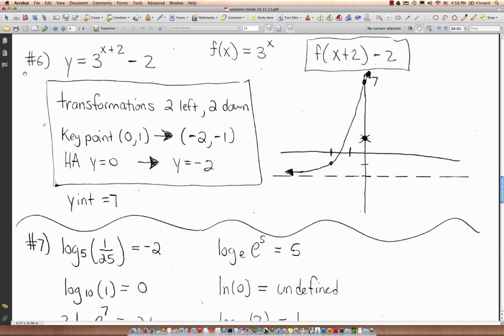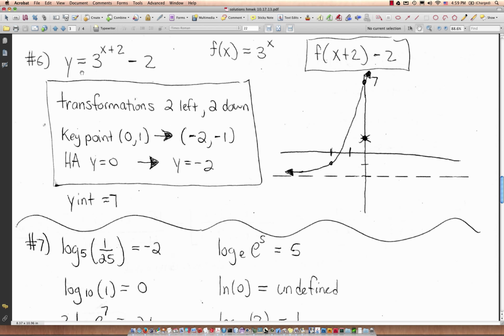Number 6, graph the exponential function. Now remember, in chapter 2, we spent all that time doing transformations. So you have to realize that if f of x is 3 to the x power, then what we're looking at here is simply f of x plus 2 minus 2. So this is a translation of 2 to the left and 2 down.